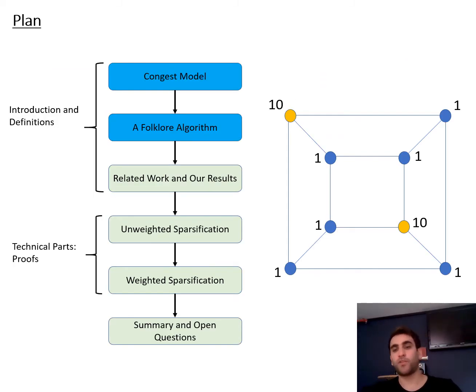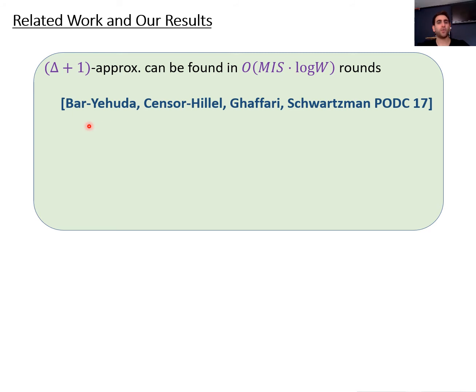Okay, so now let me tell you about some related work that achieves approximation not only in expectation. There is a work by Bar-Yehuda, Censor-Hillel, Ghaffari, and Schwartzman, in which they show that a delta plus 1 approximation can be found in O of MIS times log W rounds, where MIS is the time complexity of finding a maximal independent set, and W is the maximum weight of a node in the graph. Recall that a maximal independent set is not necessarily a maximum independent set or a maximum weight independent set. And whether this algorithm is deterministic or randomized that succeeds with high probability depends on the MIS algorithm that is run as a black box.